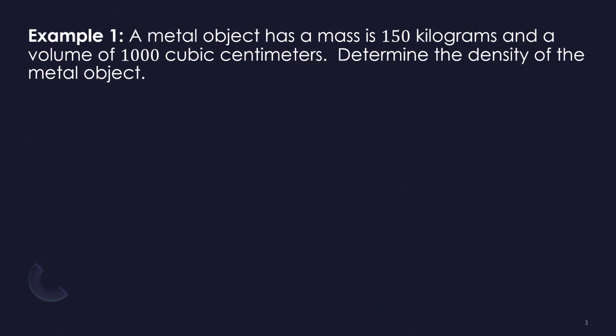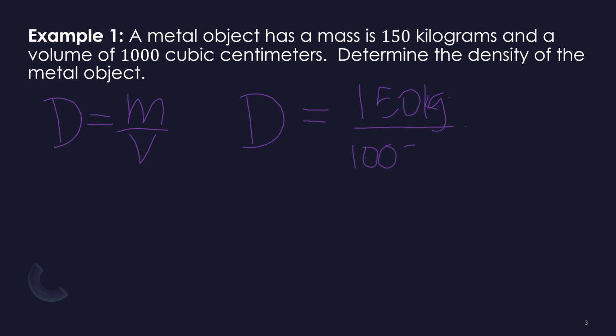A metal object has a mass of 150 kilograms and a volume of 1,000 cubic centimeters. Determine the density of the metal object. So if we use our formula, density equals mass over volume, we are looking for the density, so we're solving for D. The mass is 150 kilograms, and the volume is 1,000 cubic centimeters.